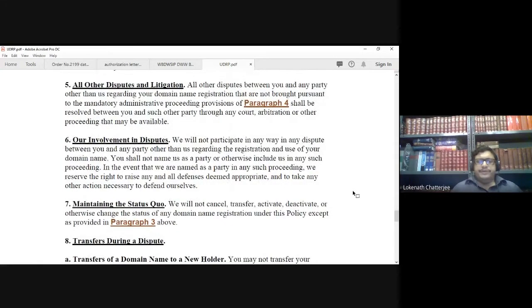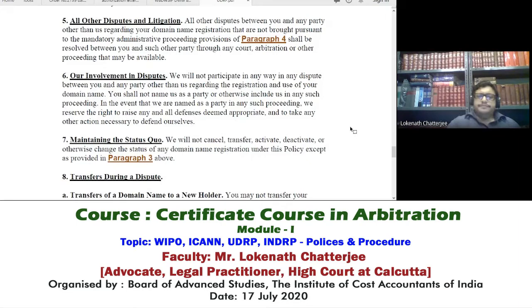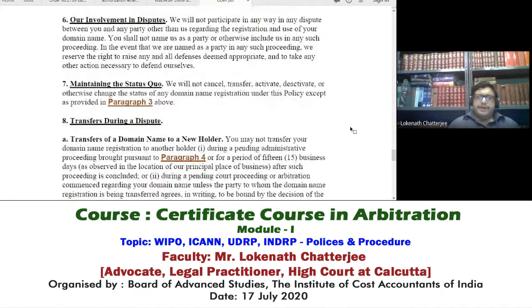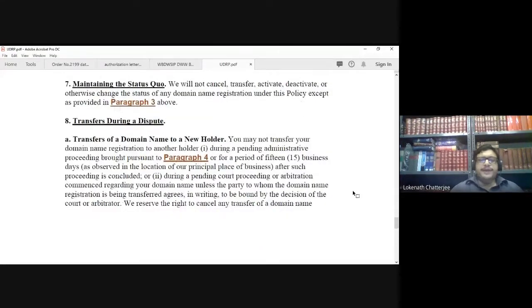Now, with respect to the other disputes, it is kept limited only to the domain name dispute resolution policy. What is the involvement? They will not participate in the dispute. They should not be made even a party. And while this is pending, no changes in the domain name would be made. Moving on. I mean, you can see it up on the screen.